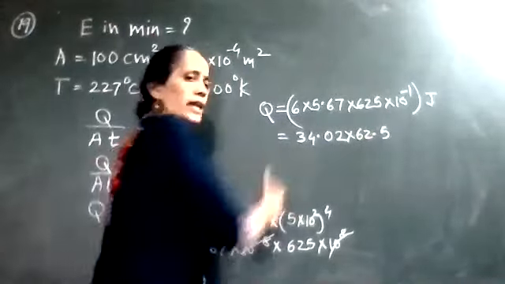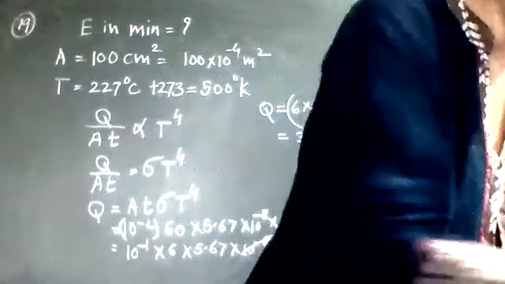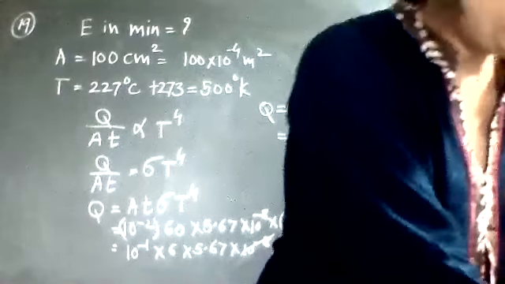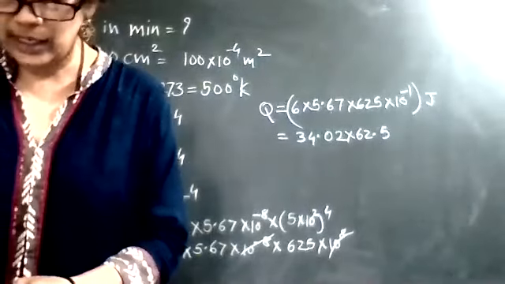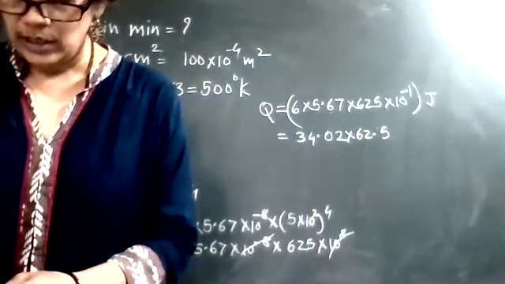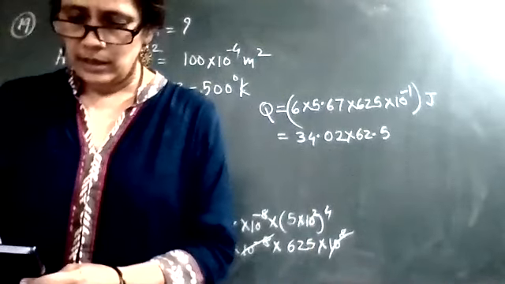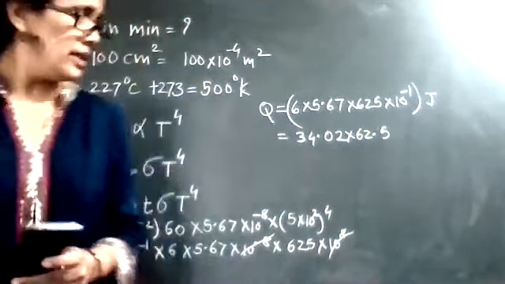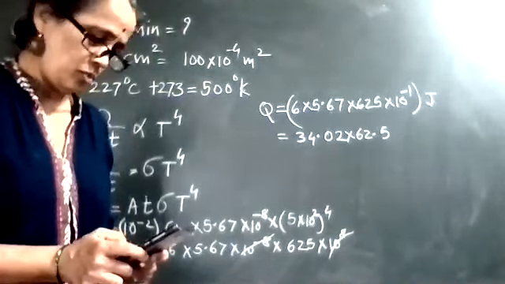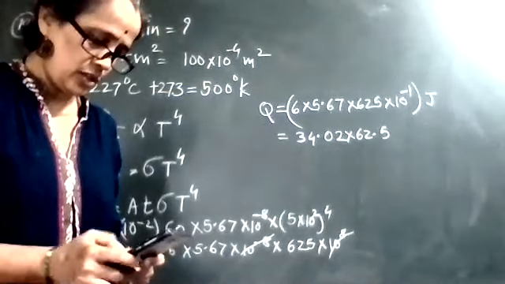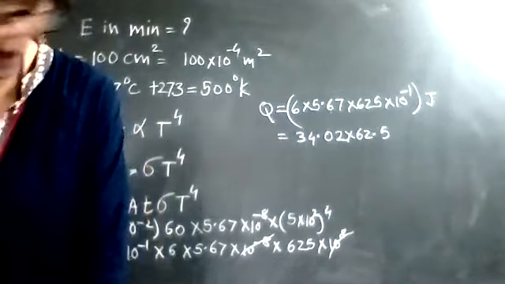Now I can do the calculation, right? So I'll do that calculation on mobile here. So I'll get the answer. I'll check that answer whether I'm getting correct or not. So your answer will be coming. I'll say here 34.02 multiplied by 62.5. So it will be 2126.25. Correct.